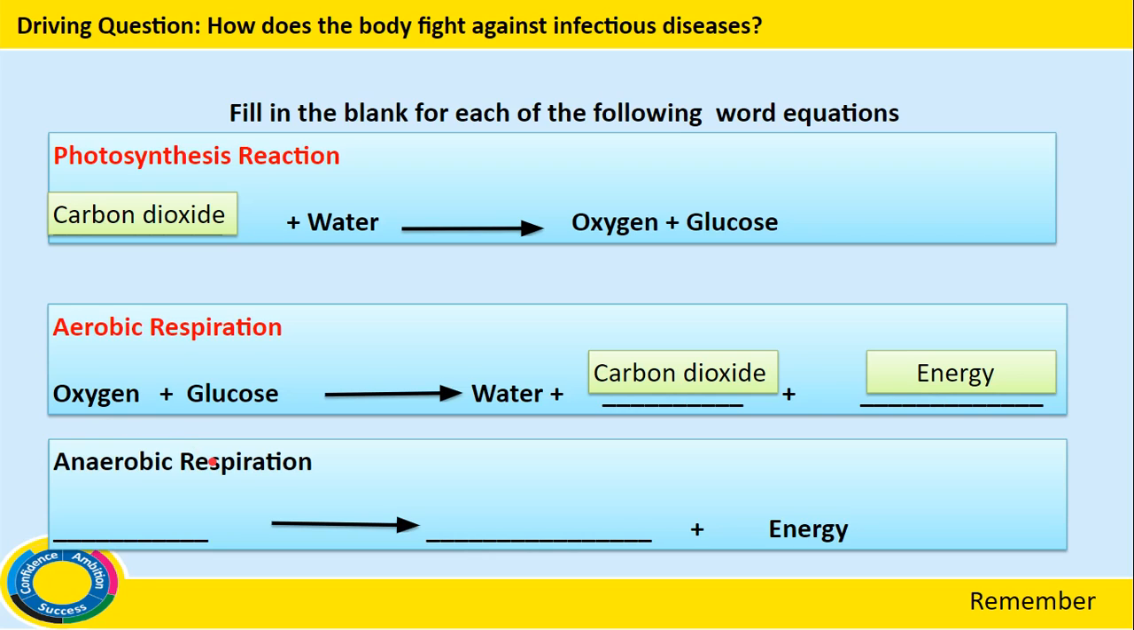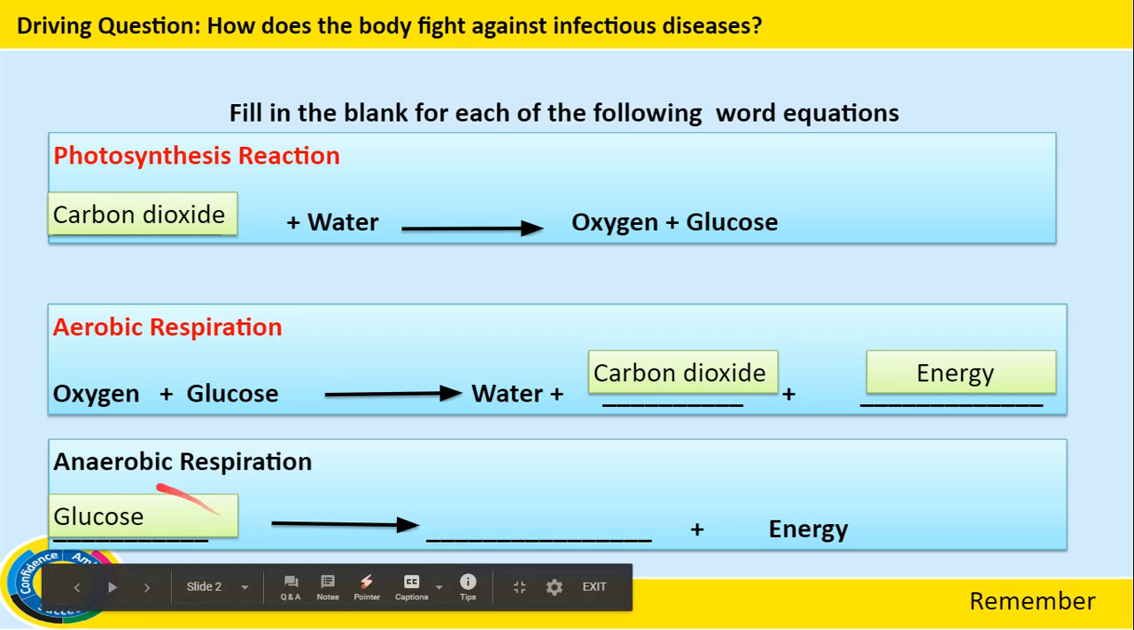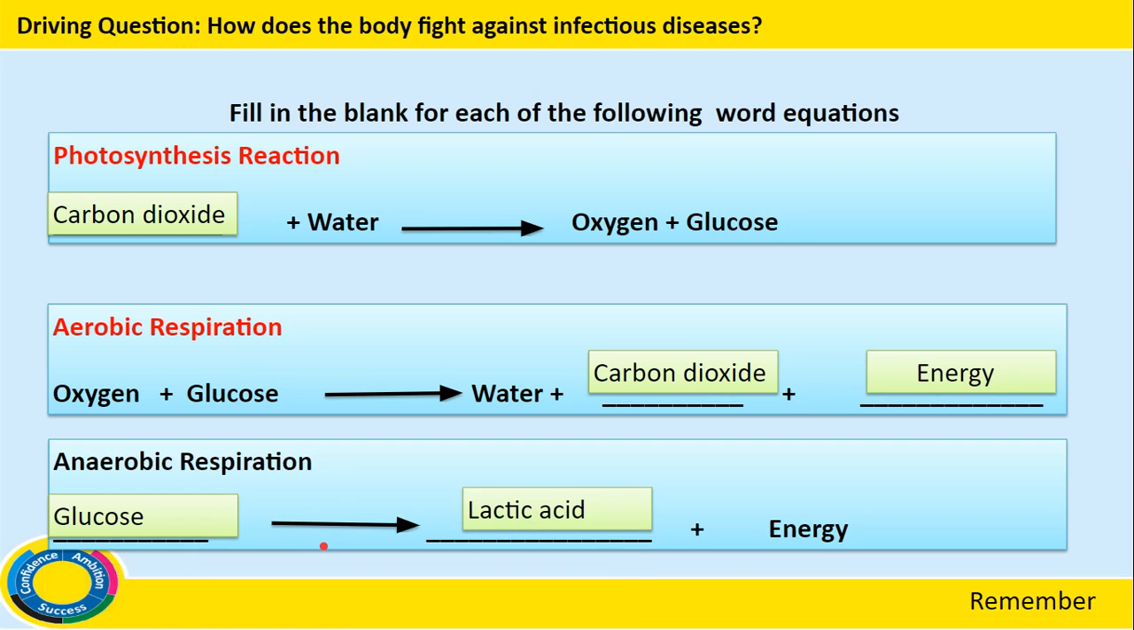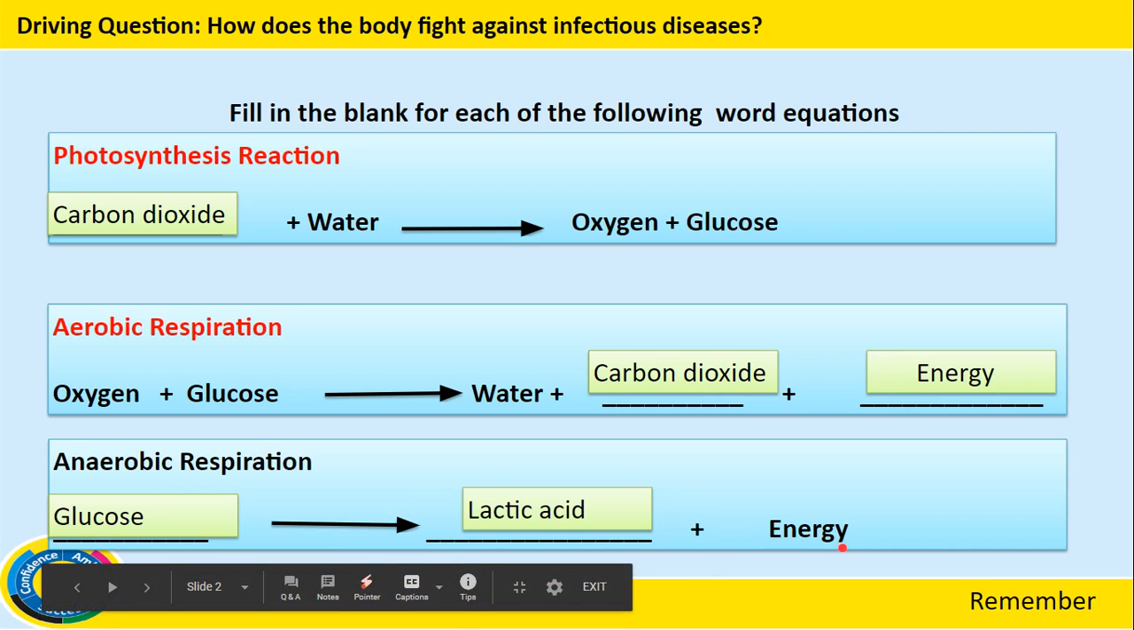Lastly, anaerobic respiration only involves glucose, does not involve oxygen, and it causes the buildup of lactic acid in our muscle cells, causing fatigue, plus energy is also produced.